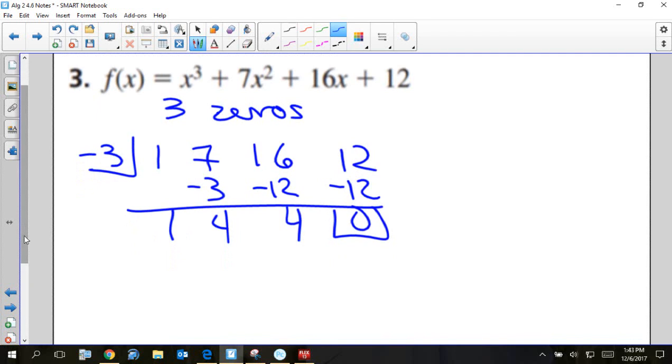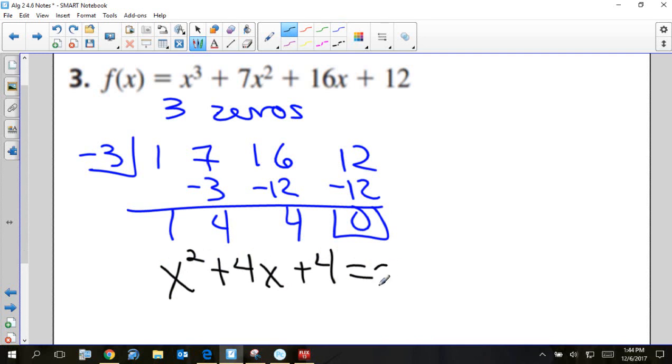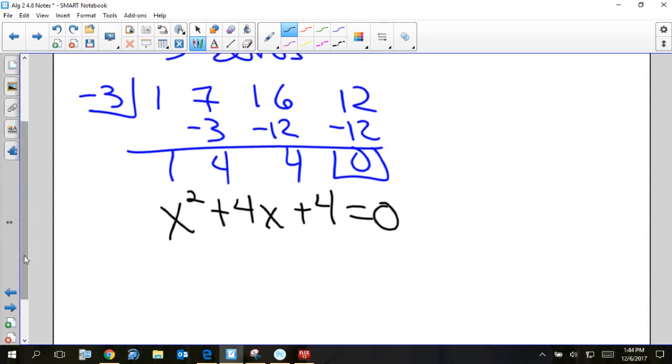And we start with 3 zeros. The degree is 3, and we took one out. That leaves us with 2 zeros left. If you have 2 zeros left, you should write the equation. And then we can solve it by factoring, by quadratic formula, by complete the square. Maybe square roots, but not for this one. This one does factor though.